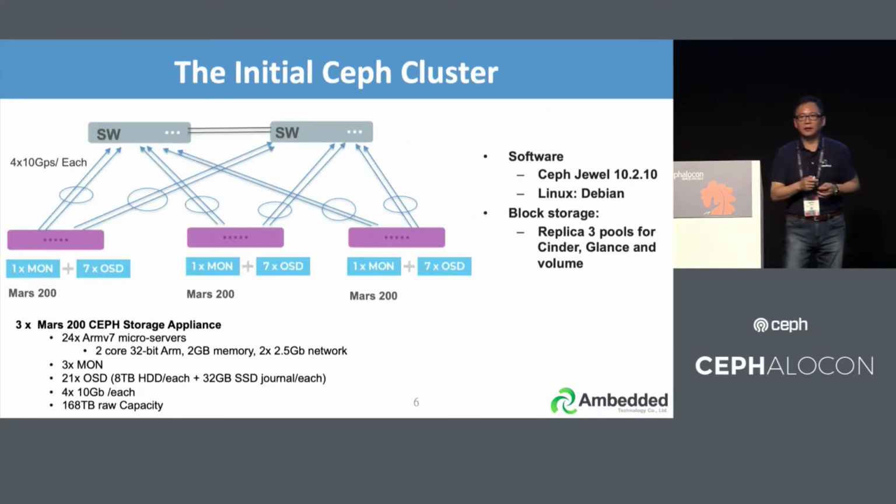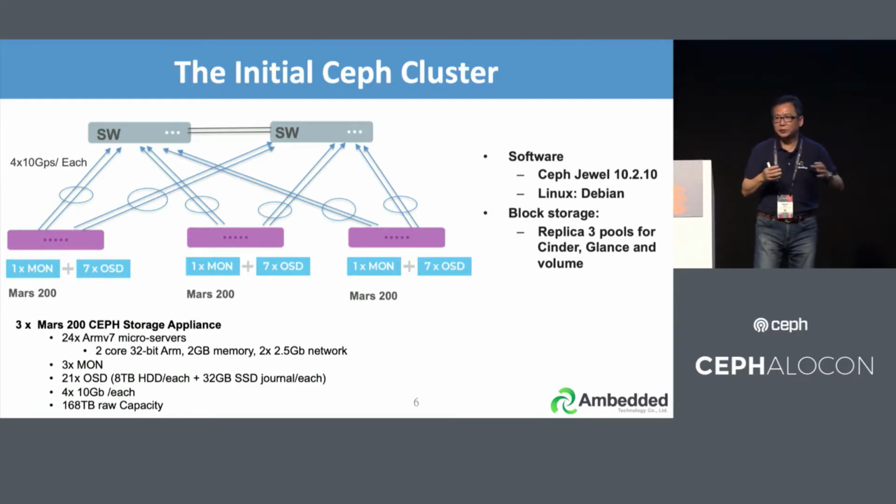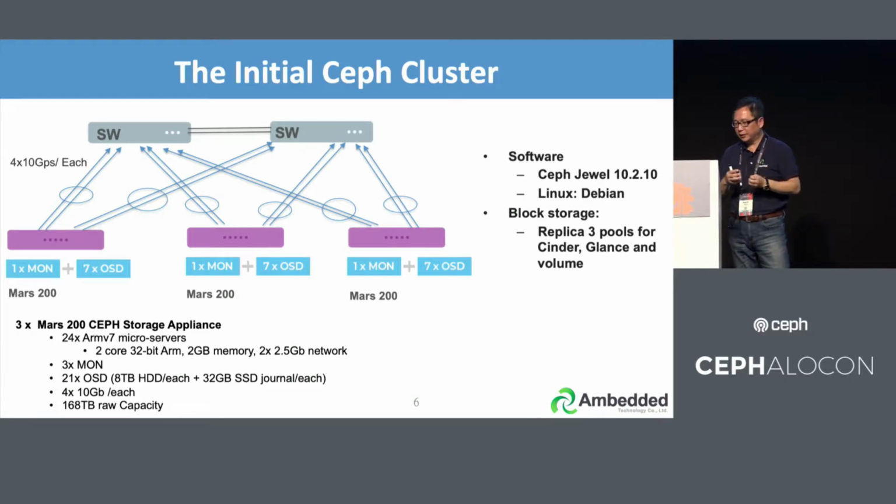Yes, okay. This is the initial cluster that we built for this telecom company, using three of our product called MAS 200. That's our previous generation on server, which has 8 nodes in each chassis. One of the nodes in each chassis is configured as the monitor, and the other 7 nodes we configure as the OSDs.